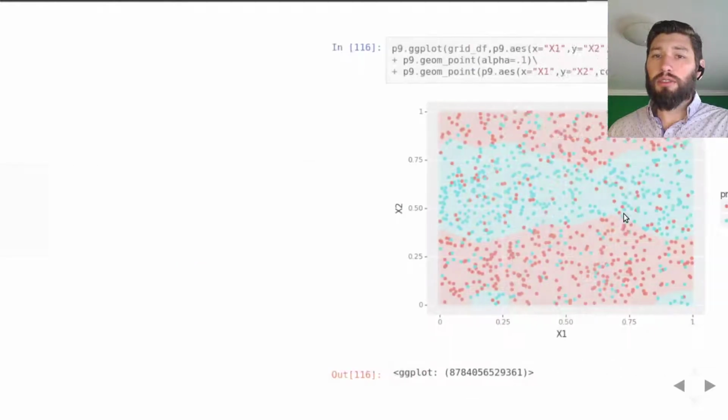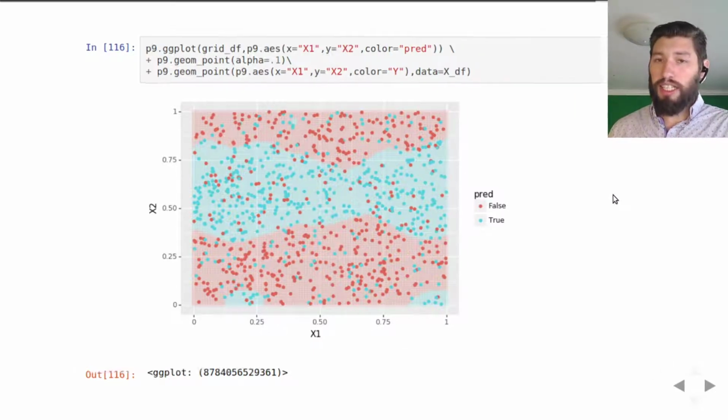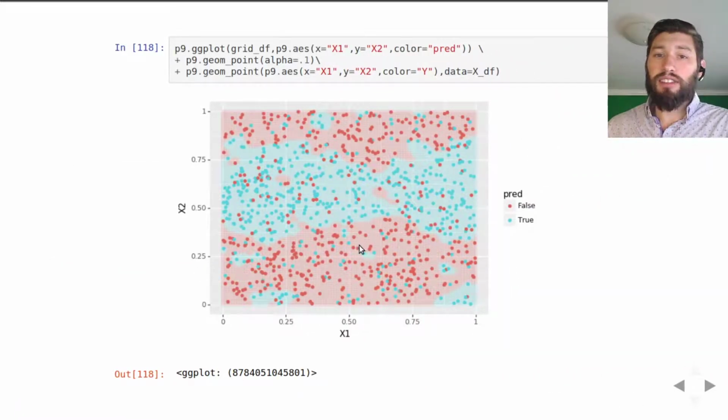So let's increase gamma again and just see what starts to happen. We start to find these kind of spurious regions where it's predicting blue, where maybe we would like to predict red. And if we increase gamma even further, we get something that's filled with these very spurious regions where we're predicting blue.